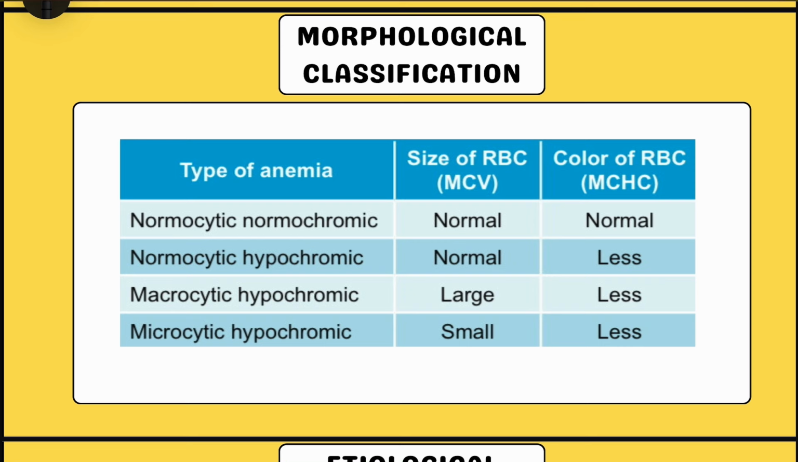Next, the macrocytic hypochromic. Macrocytic meaning big, so the size of the RBCs will be big, and hypochromic means the color of the RBC will be lesser than its normal tone. And the microcytic hypochromic, microcytic meaning small, that means the RBC will be smaller in size, and hypochromic meaning again the color of the RBCs will be less than its normal tone.